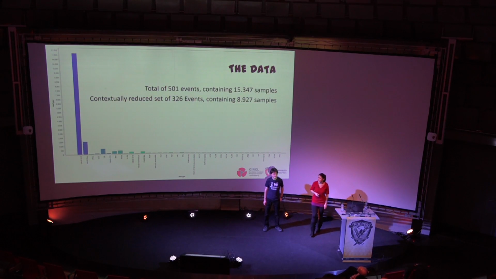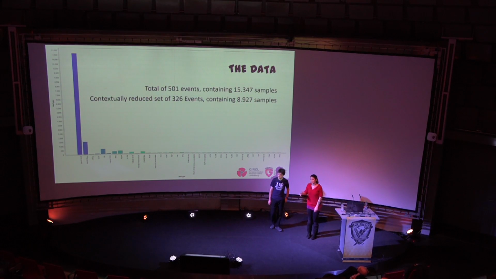That's why we want to analyze it. Well, then we figured out we still have a lot of duplicates in there, and did another round of contextual reduction of the data set, and had, in the end, 326 events, which dedicatedly described APT attacks or events.